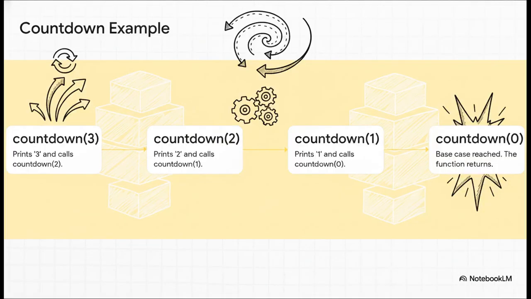Let's look at a super simple countdown to see this in action. The recursive case is when the function prints the current number, then calls itself with a number that's one smaller. The base case, that's when the number gets to 0. Each call, from 3 to 2 to 1, is a clear step toward that stopping point. Once it hits 0, the chain reaction stops.